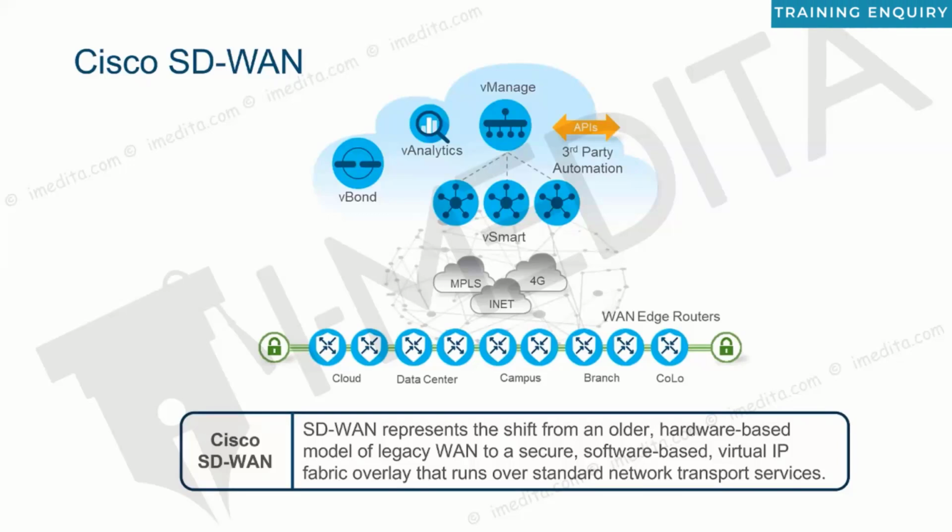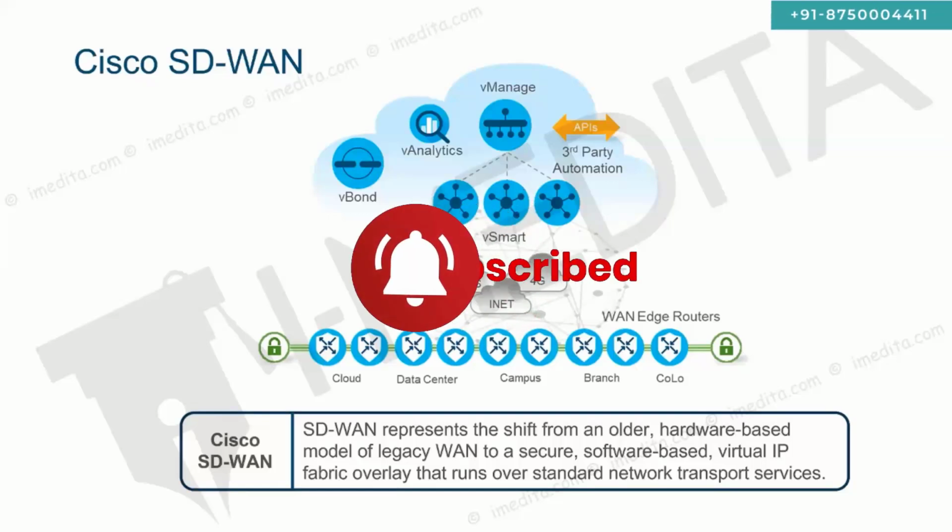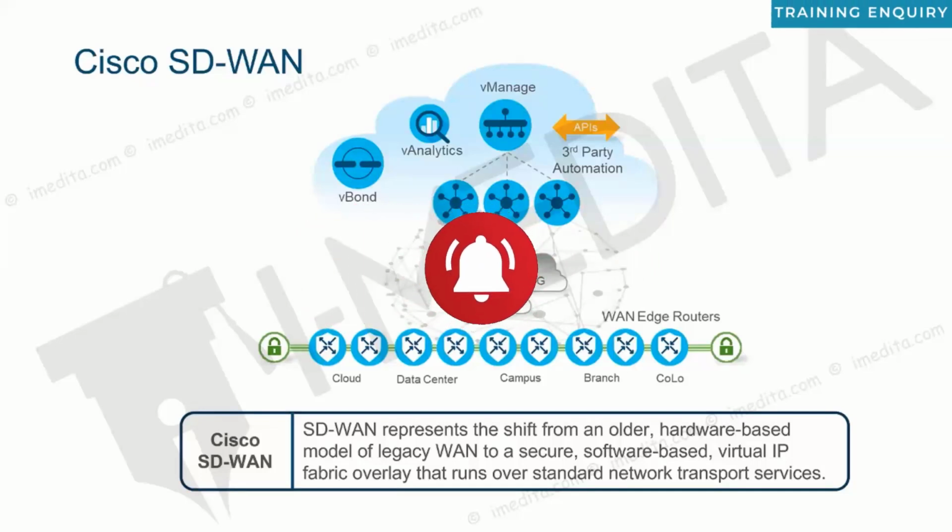Sir, you were referring to fabric. Is that referring to the connectivity between vManage and Vantage routers? Fabric is nothing but a virtual networking between remote sites. Remote sites are interconnected to each other virtually, but physically they are not interconnected, right? Virtually those are interconnected. So that's called fabric.